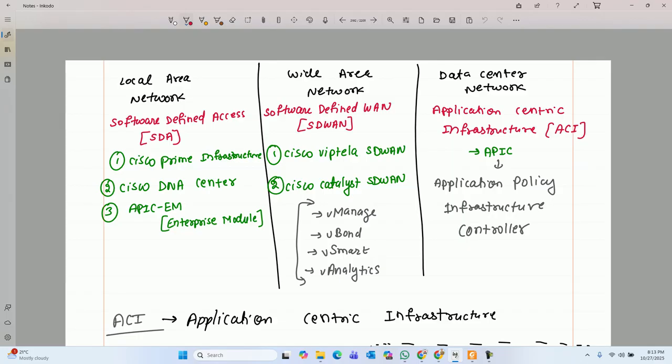We have local area network solutions. For local area, we have software defined access. Likewise, we have SDN solutions for wide area network. Then we have data center network. So in wide area network, we have Cisco Viptela SD-WAN, which is now known as Cisco Catalyst SD-WAN. After that, we have data center network, and in data center network, we have ACI, application centric infrastructure.